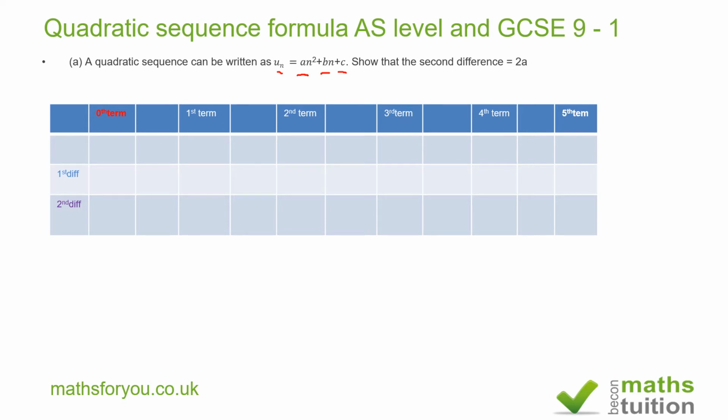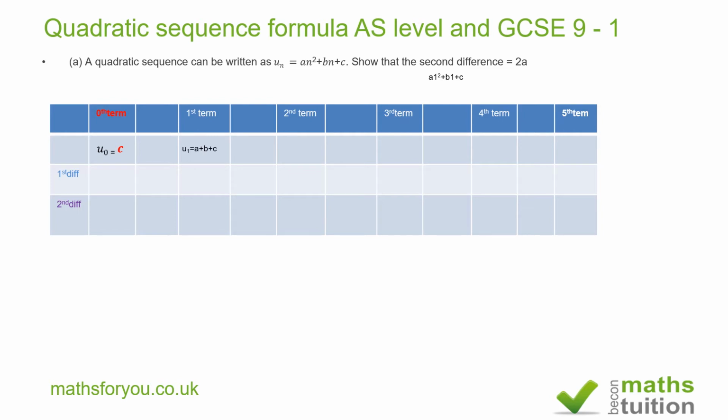So in effect, our first term becomes u sub 0 is equal to c. u sub 0 is c. Now, our next term is when n has the value of 1. So u sub 1 will be a times 1 squared plus b times 1 plus c. So we end up writing that u sub 1 is a plus b plus c.